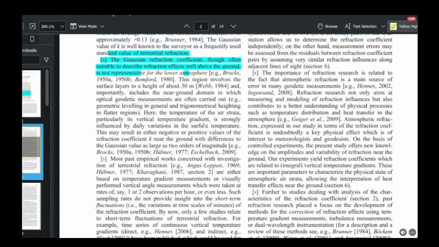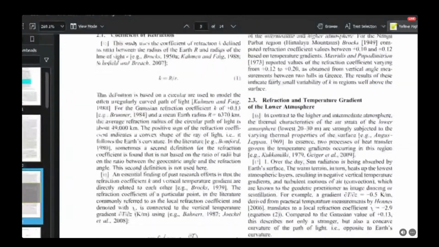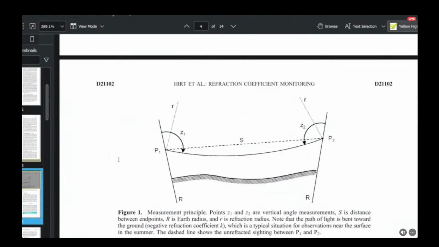So when they say that they apply the standard Gaussian refraction coefficient, often suitable to describe refraction effects well above the ground, it is definitely not representative for effects of the lower atmosphere, i.e. where everyone does their reciprocal zenith angle measurements. That's where it's not fit. So it's absolutely hilarious to learn that this refraction coefficient screws up their measurement of what is supposed to be a minute enough measurement to tell us the shape of the world. So this is where the line really is, and here's where they would see it.